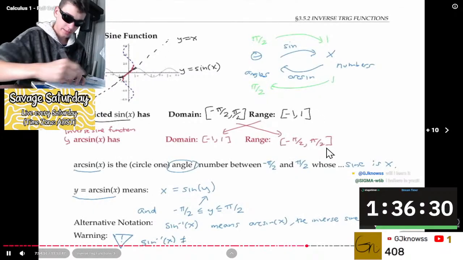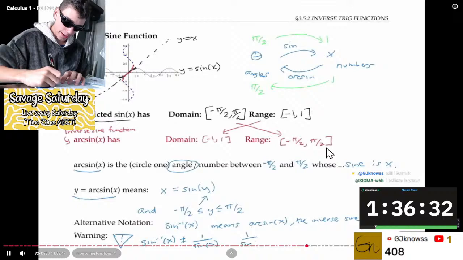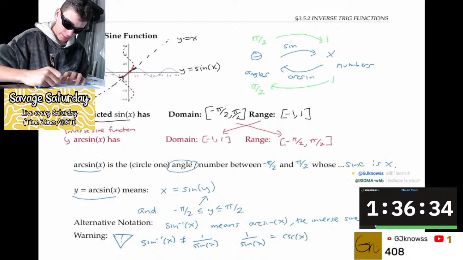Sine to the negative 1 of x does not equal 1 over sine of x. 1 over sine of x, the reciprocal function, is another word for cosecant of x. But sine to the negative 1 of x is another word for arc sine of x, the inverse sine function, which is not the same thing as the reciprocal function.